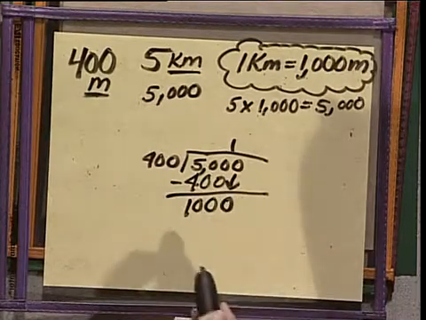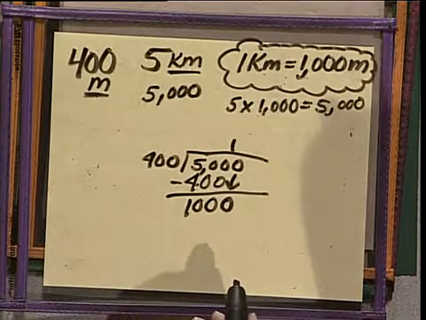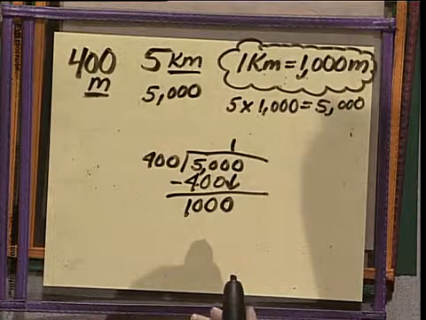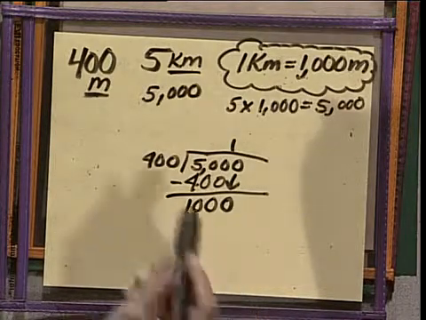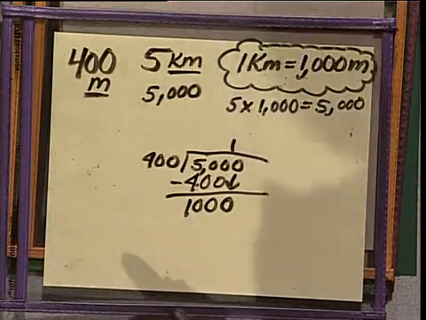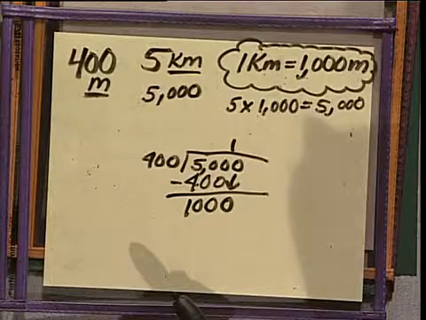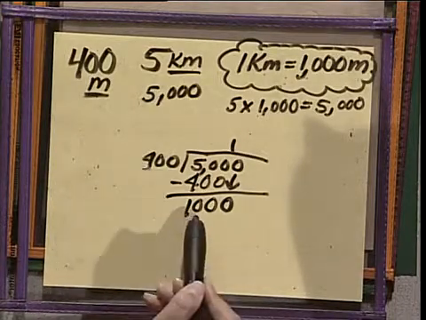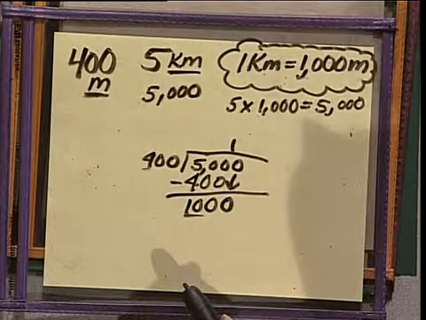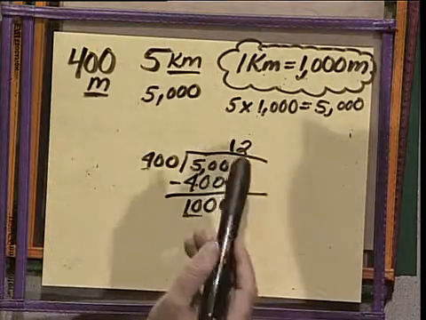Bring down the 0. Okay, let's start again. How many 400s would be in 1,000? 6. That's a little high. 400 is almost close to 500, and I know 500 is half of 1,000. I think 6 is a little high. Well, how many 4s would go into 10? 2. Good job. Let's try 2. 2 times, now you're very good at the zeros. You already knew to add the zeros.